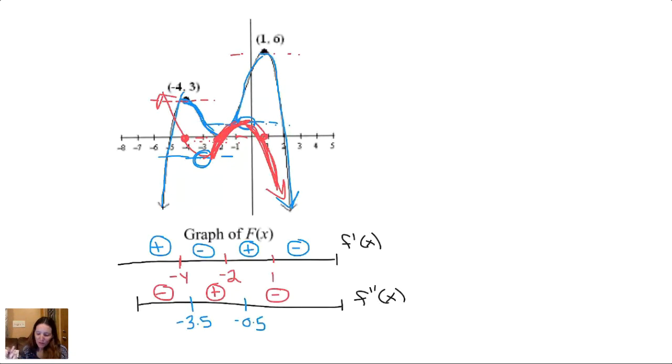That allows us to have a general shape for the second derivative too. Again, we actually don't know where it crosses. We know roughly where it crosses the x-axis, but we don't know any bottoms or tops at all. But we do know that it's going to cross roughly right here and right here. And that before, from negative infinity to negative 3.5, the second derivative is negative. And then in the middle, it's positive. And then at the end, the second derivative is negative again.